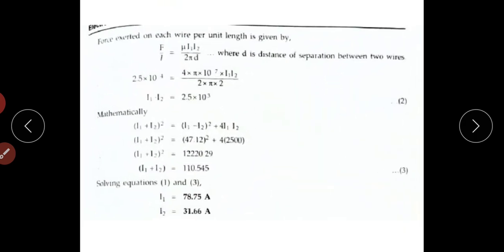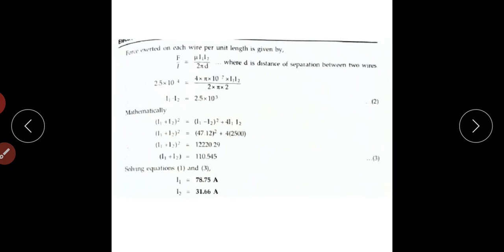So next one, given the force per unit length equals 2.5 into 10 to the power of minus 4. The force per unit length formula, F by L equals mu into I1 I2 by 2 pi d. By substituting values we get I1 into I2 equals 2.5 into 10 to the power of 3. So next, by using these two equations, the I1 minus I2 equation and the I1 into I2 equation, we can find the I1 and I2 values. Here I1 equals 78.75 amperes and I2 equals 31.66 amperes.